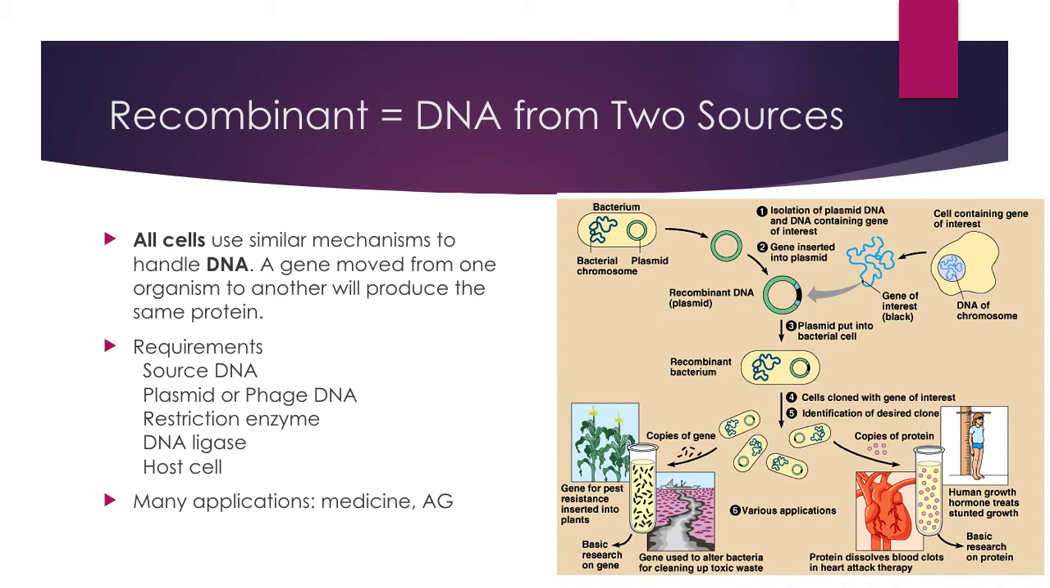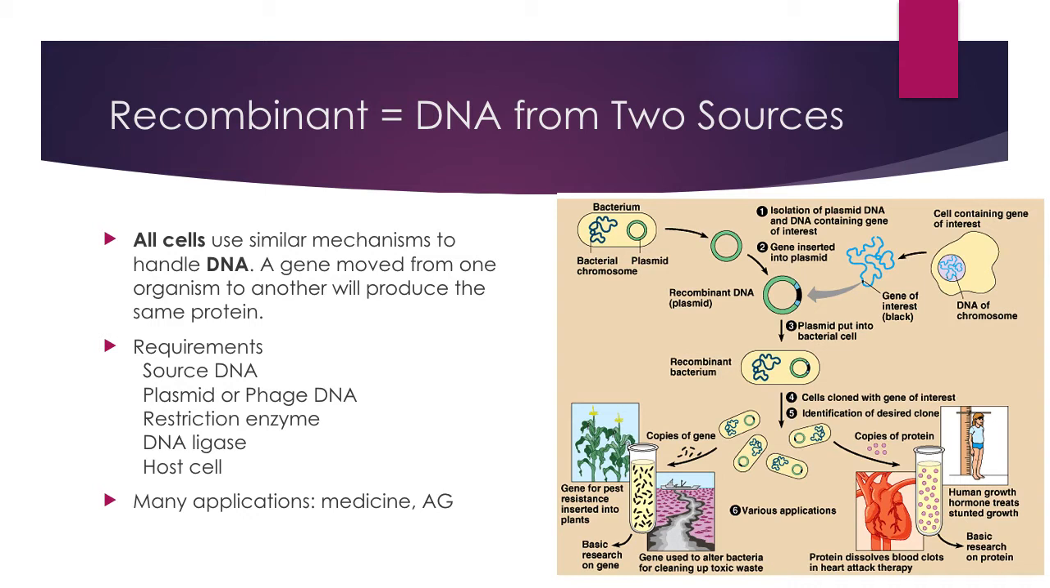Recombinant DNA just means DNA from two sources. Since all cells use similar mechanisms to handle DNA, a gene that's moved from one cell into another, a completely different organism, will produce the same protein. That allows us to move traits from a bacteria to a plant, from a human to a bacteria, and back again. You'd think this is really technical and difficult, but it's not.